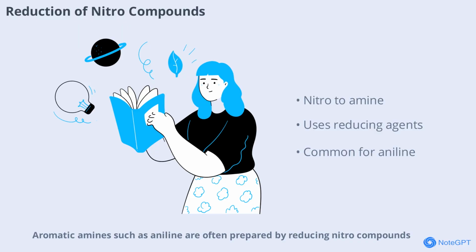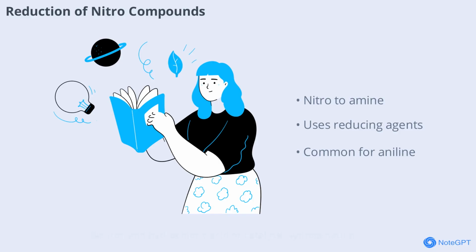Aromatic amines, such as aniline, are often prepared by reducing nitro compounds. This process typically involves using reducing agents like iron and hydrochloric acid or catalytic hydrogenation. The nitro group is converted to an amine group, providing a straightforward route to aromatic amines.